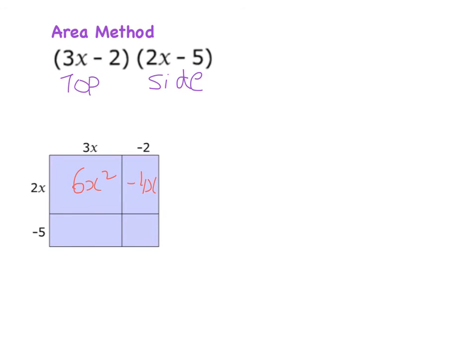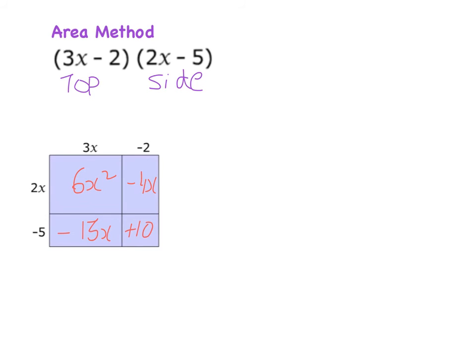Then we will move on to this section here of the box, and this will come from multiplying these 2 answers. And it's minus 5 times 3x, a plus by a minus will give me a minus, and 5 times 3x will give me minus 15x. And then I move on to this last section here of the box, which comes from multiplying the minus 5 by the minus 2. A minus by a minus will give me a plus, and 5 2s are 10.